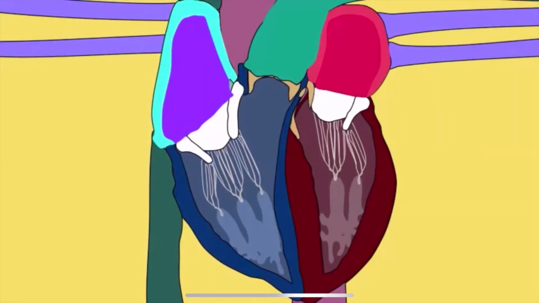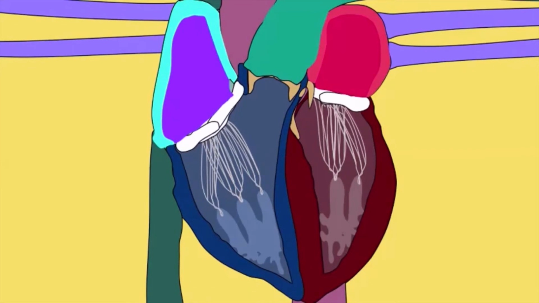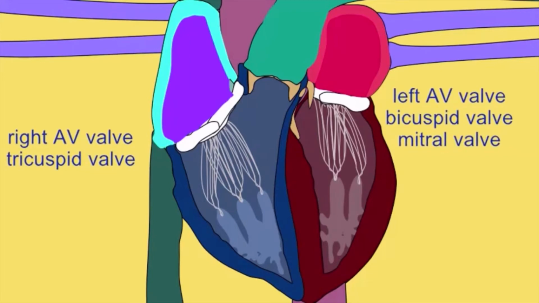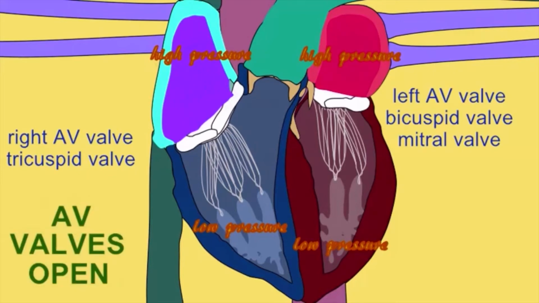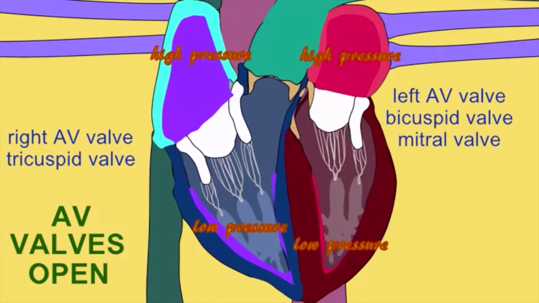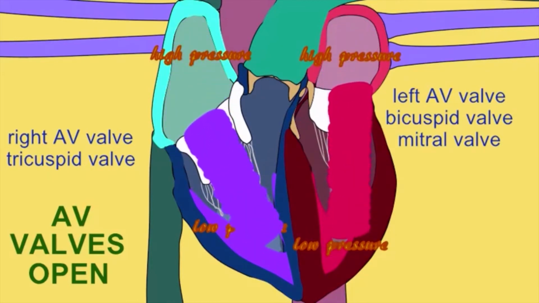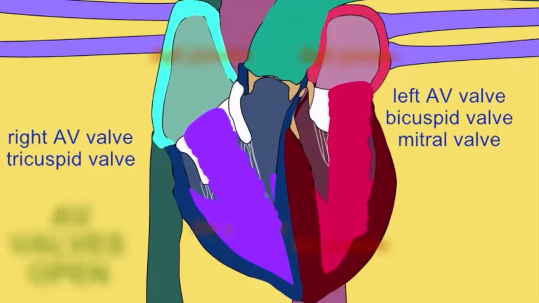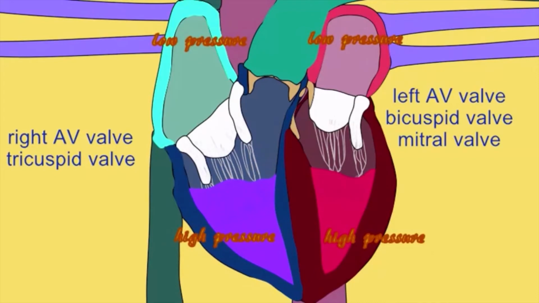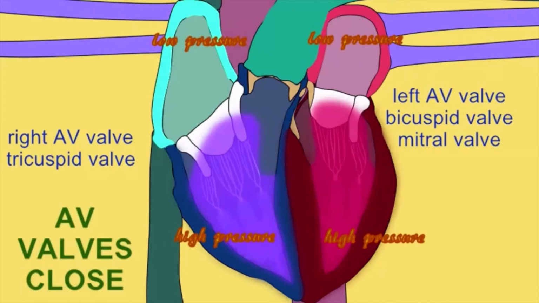Heart valves open and close due to pressure in the blood in the surrounding chambers and not because of muscle contraction. The atrioventricular valves open when the pressure in the atria is greater than the pressure in the ventricles. This opens the AV valves so that blood can flow from the atria into the ventricles. When the ventricles begin to contract, then the pressure in the ventricles exceeds the pressure in the atria, and under these conditions the AV valves shut.